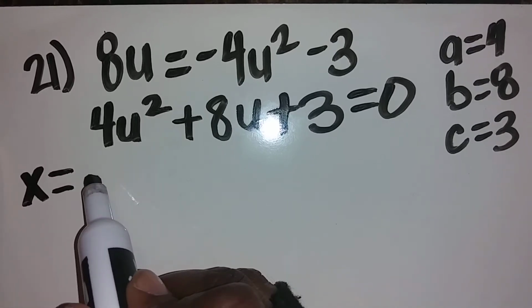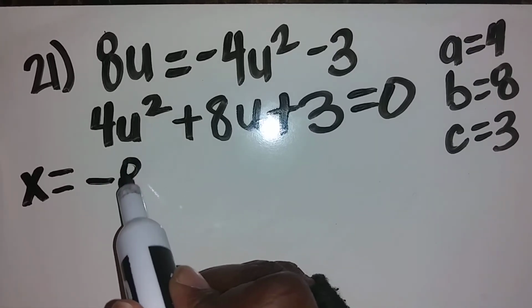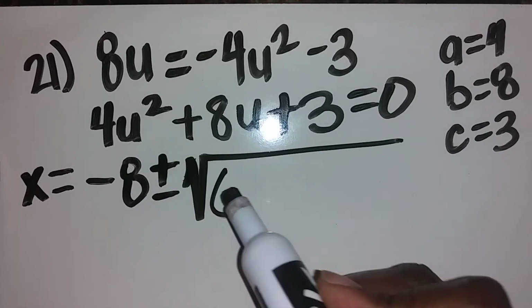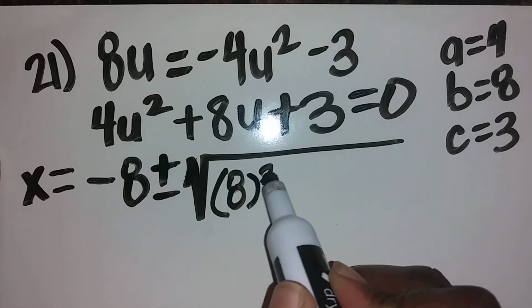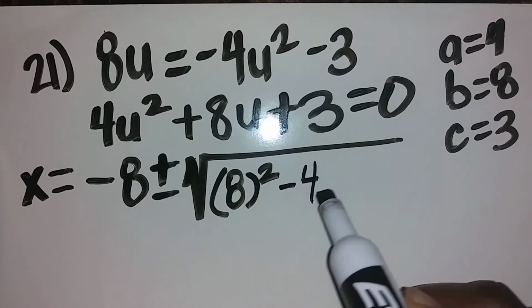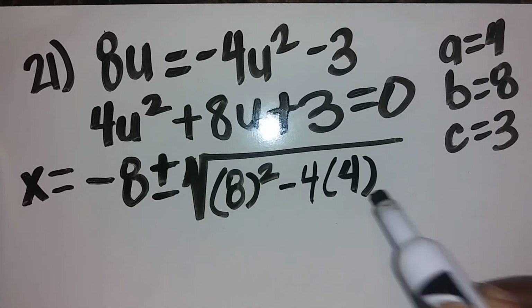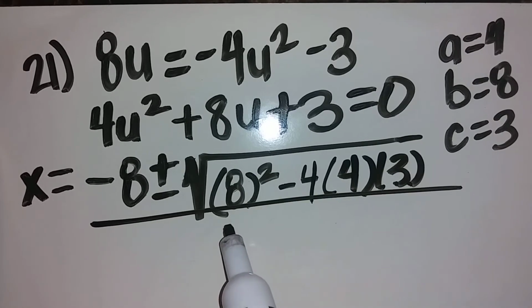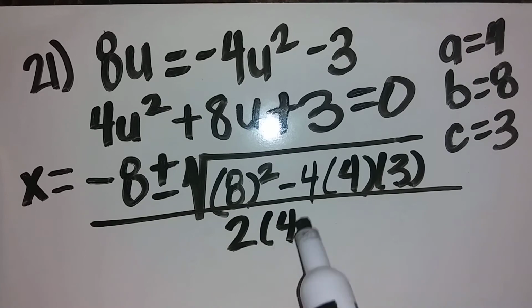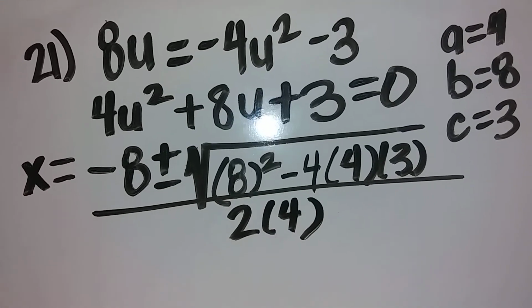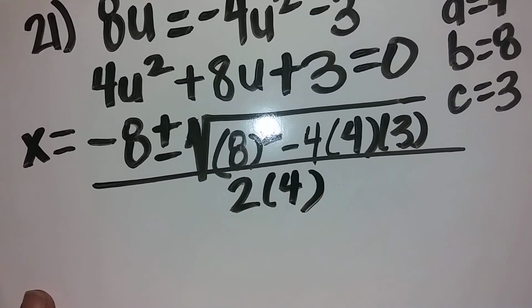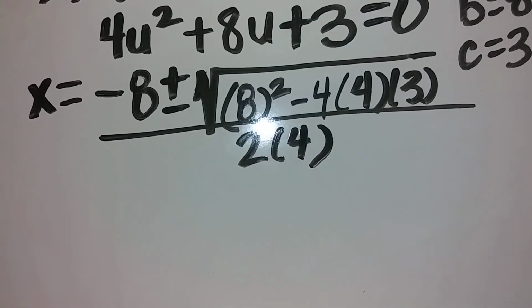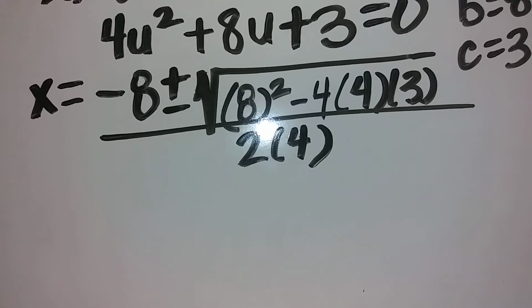x equals negative b, so it's negative 8 this time, plus or minus the square root of b, which is 8, squared, minus 4ac, all over 2 times a. And that is my setup. Very easy. Now, from there, I want to just simplify the problem.